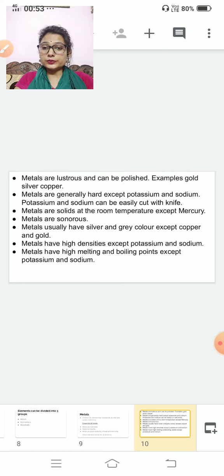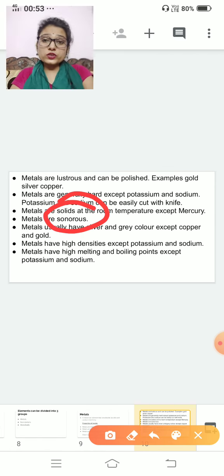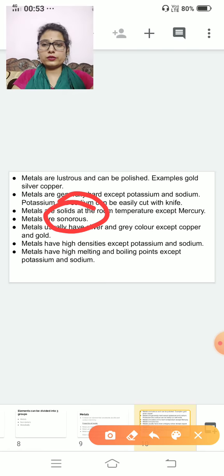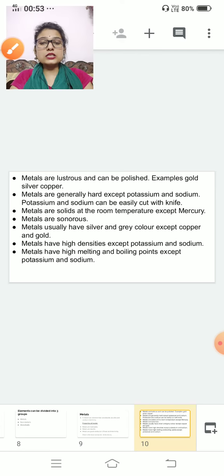Now, third, metals are sonorous. What do you mean by sonorous? Sonorous means which makes sound. Clear? If you throw an iron ball, will it produce sound? Yes, it will produce sound. So metals are sonorous. Metals usually have silver and gray color. All the metals are silver and gray color except gold and copper. They entirely have different color. Gold is yellow and copper is copper.